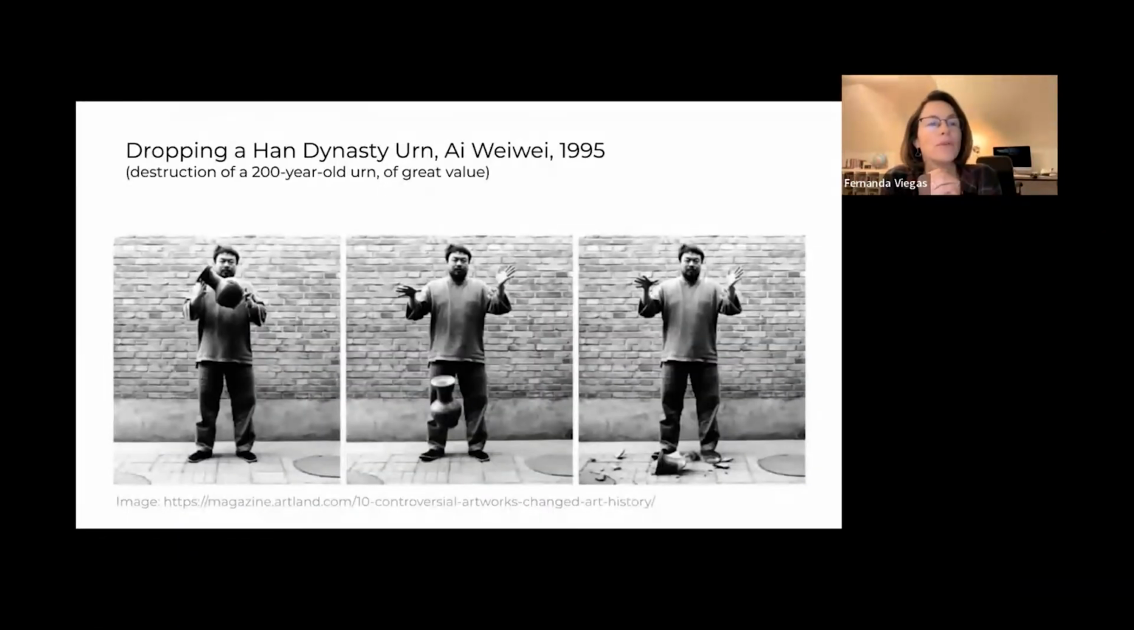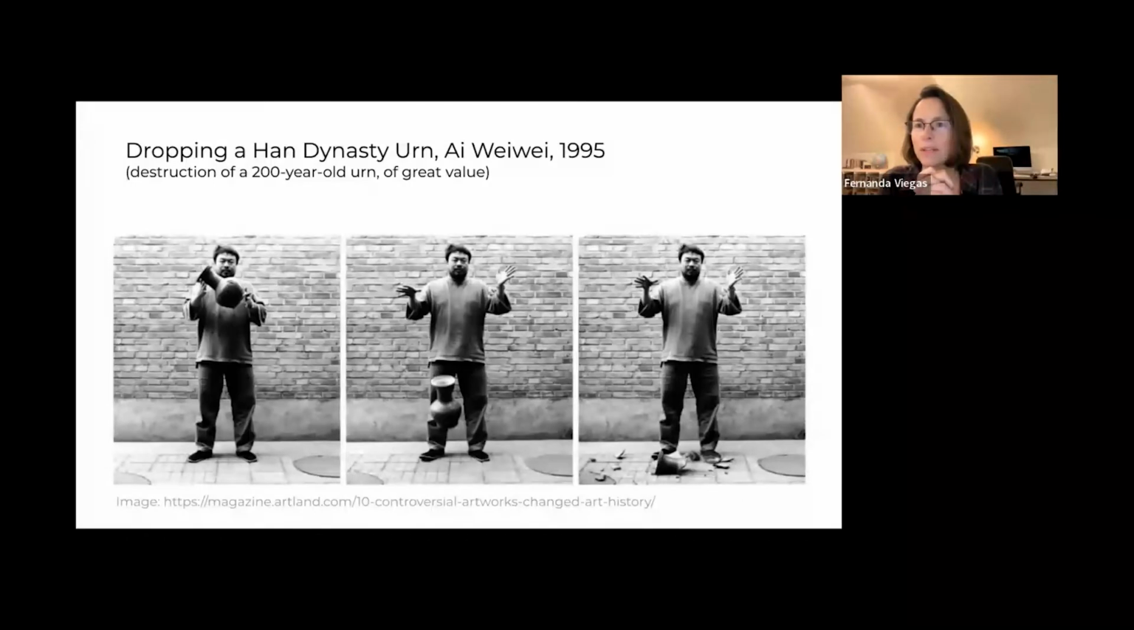Another example is Dropping a Han Dynasty Urn by Ai Weiwei from 1995. And the work is basically the three photographs, the sequence of photographs you see here, of the artist himself dropping a very valuable ancient urn. So this is an urn that was worth over $1 million.